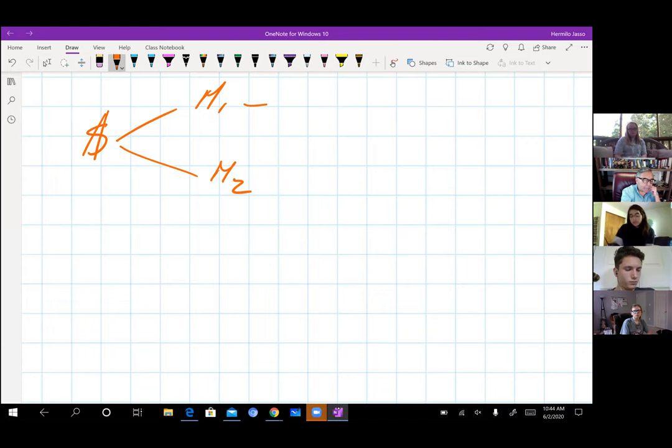M1 is actual cash or money that we have in checking accounts. In other words, it's money that we can use to make immediate transactions. We can use that to pay. M2 is money that we have in savings accounts. It is money that we cannot use to make transactions.